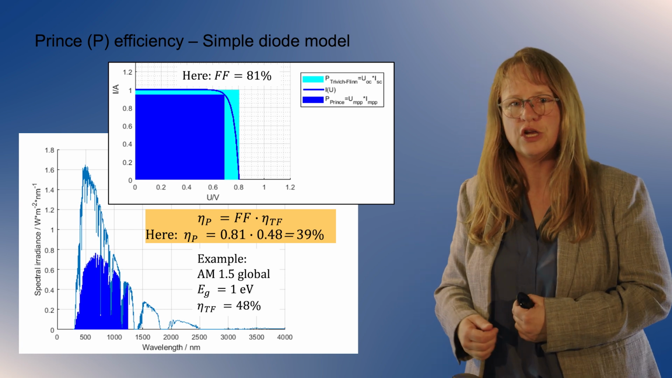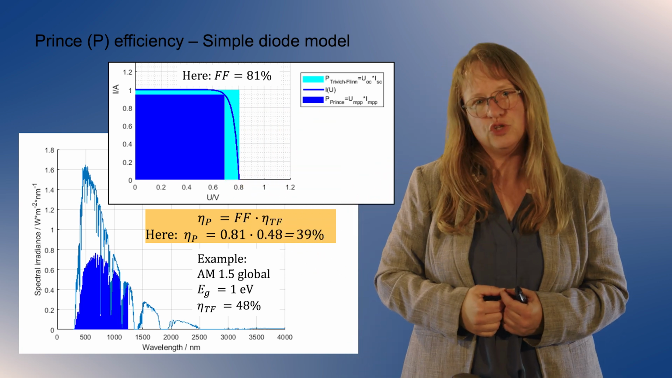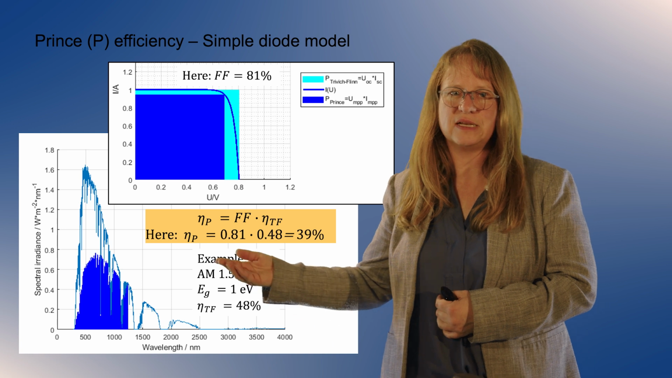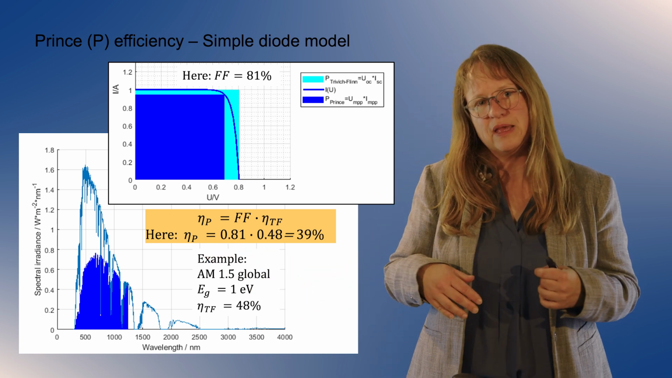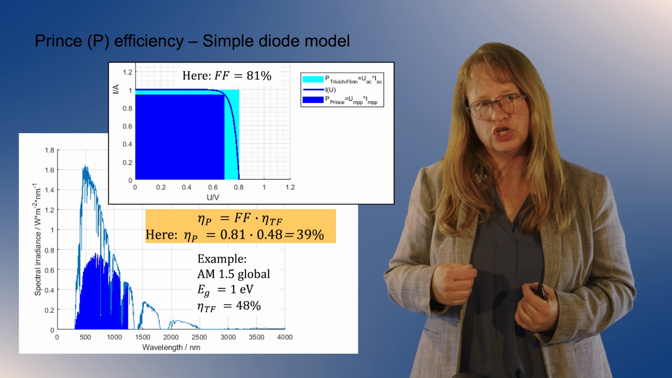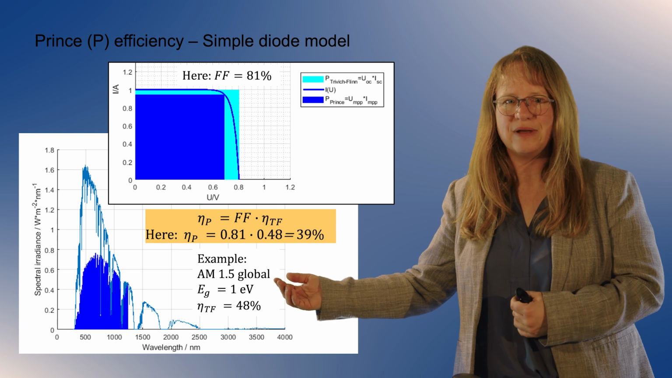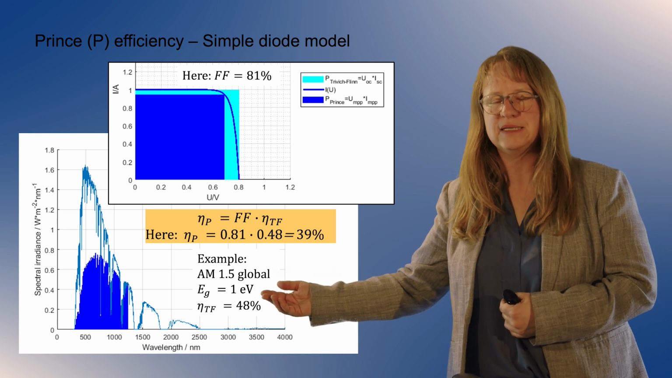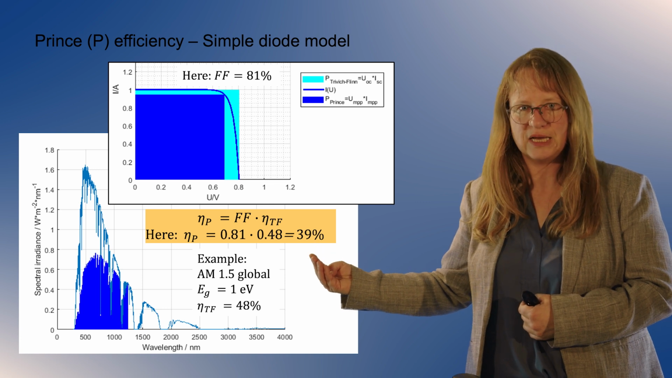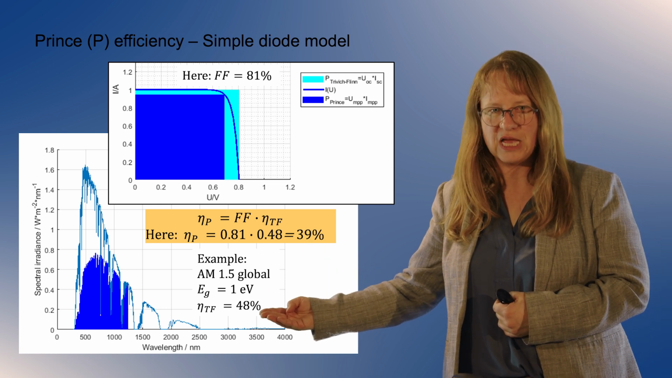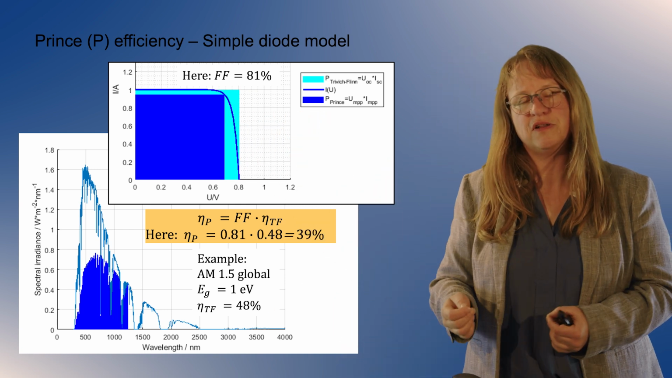And so here, for the case I've shown here, I actually calculated that the fill factor is 81%. So that means that Prince predicts that the maximum efficiency of power conversion for the AM 1.5 global spectrum, I calculated it here, for a band gap of 1 electron volt would therefore be 39%. Multiplying the 48% by Trivich and Flinn with the 81% due to the fill factor effects.